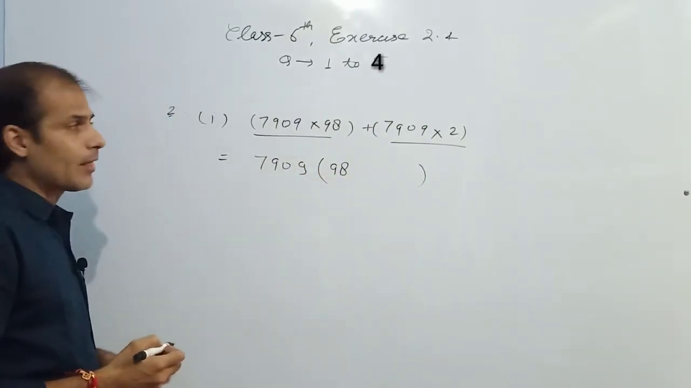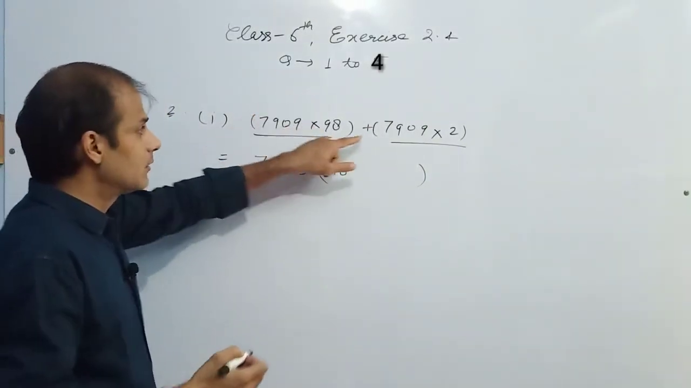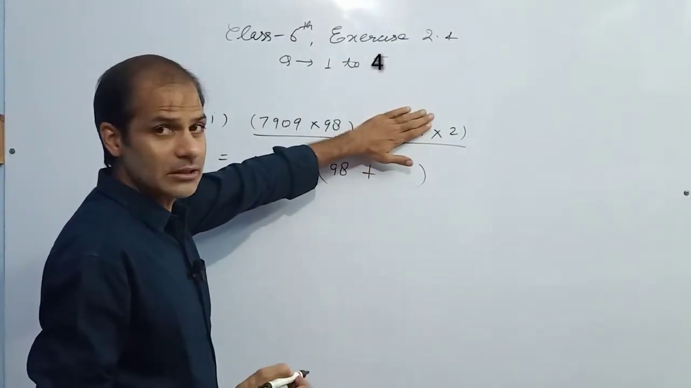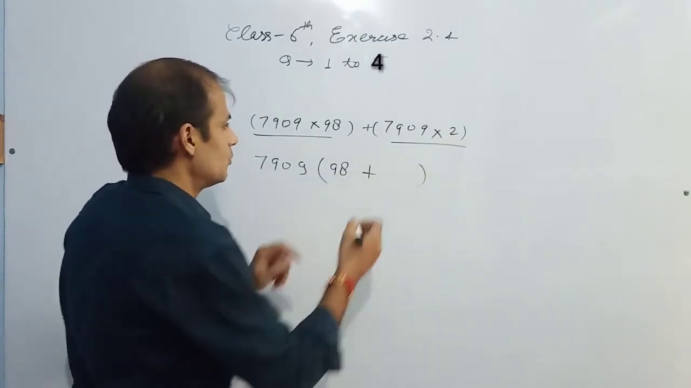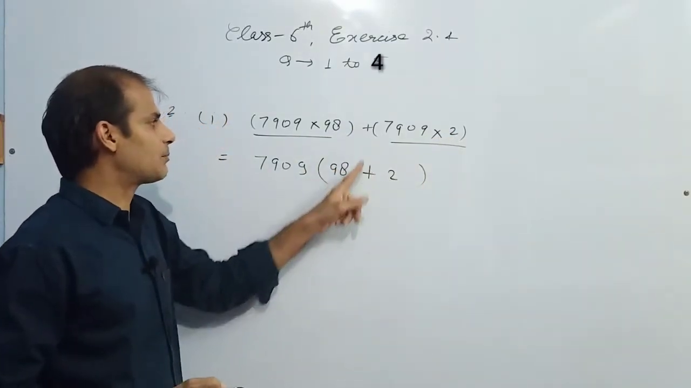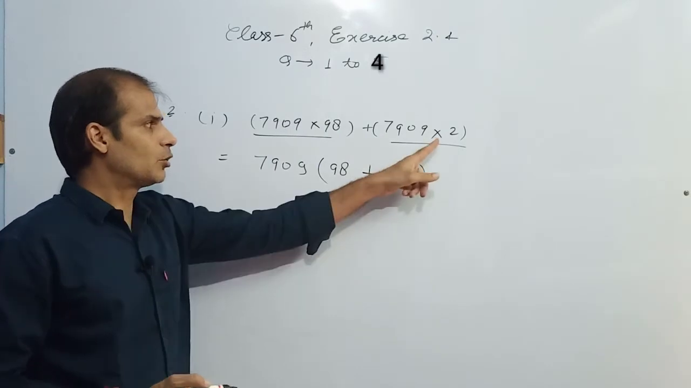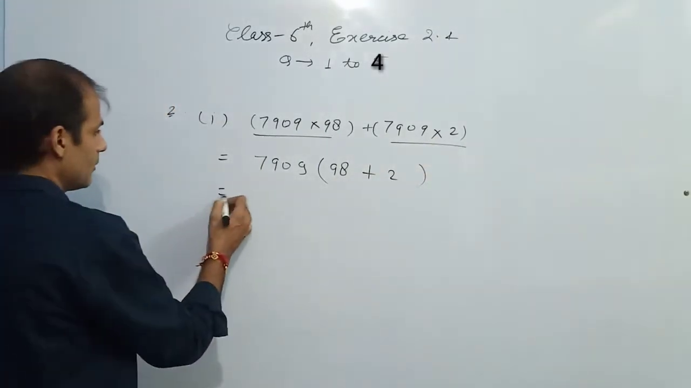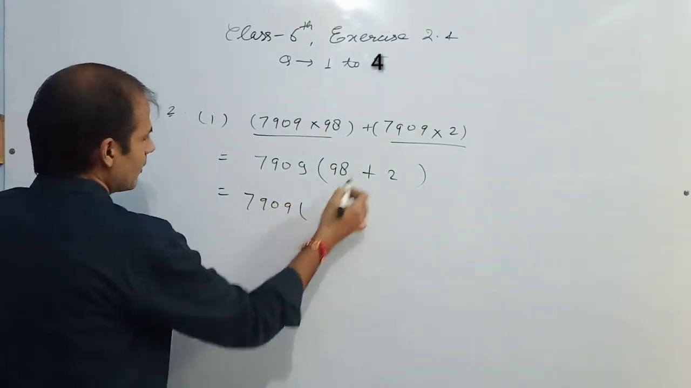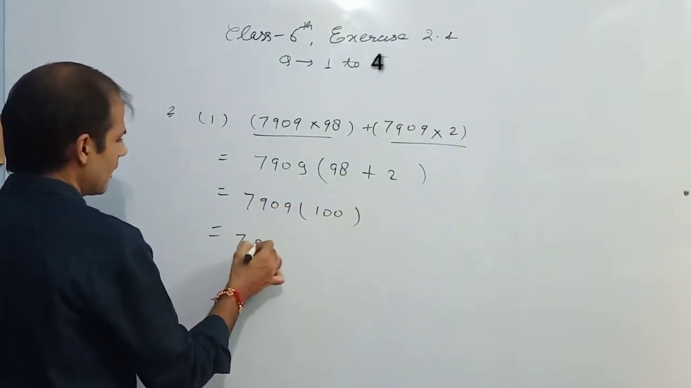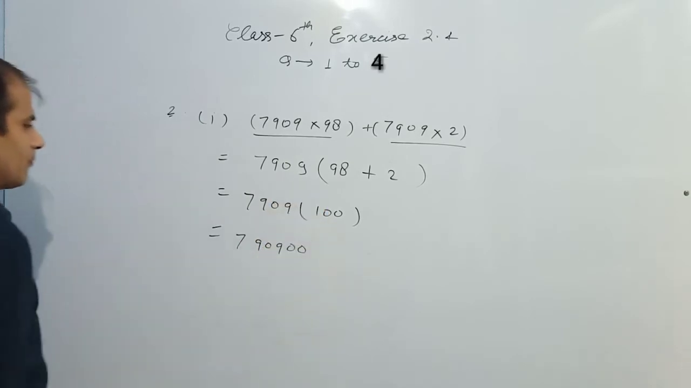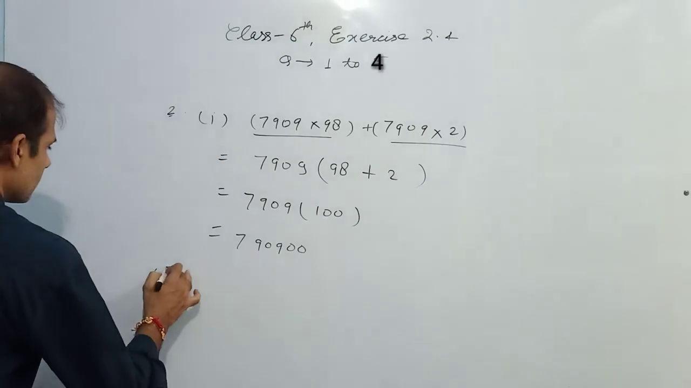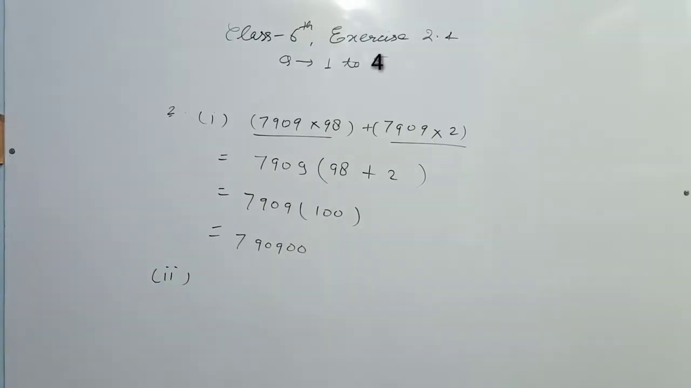Inside the bracket we have 98, write the plus sign. You have taken this value as common, so don't consider this, and it is 2. You have to mention this plus sign, plus and plus. Do not mention this multiply sign because we are using the distributive property in reverse order. 7909 times 98 plus 2 is 100, and the answer will be 7,90,900.